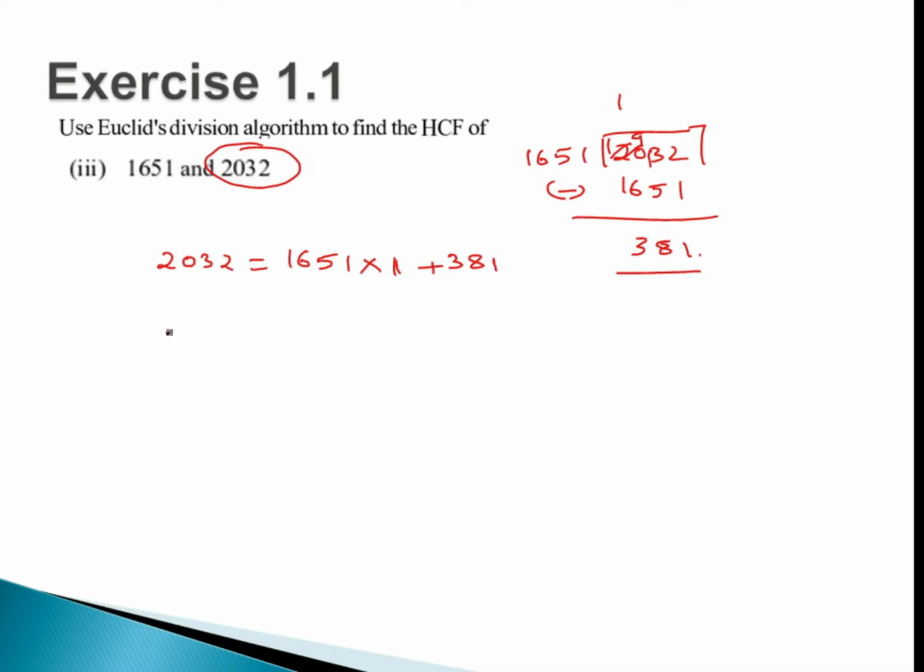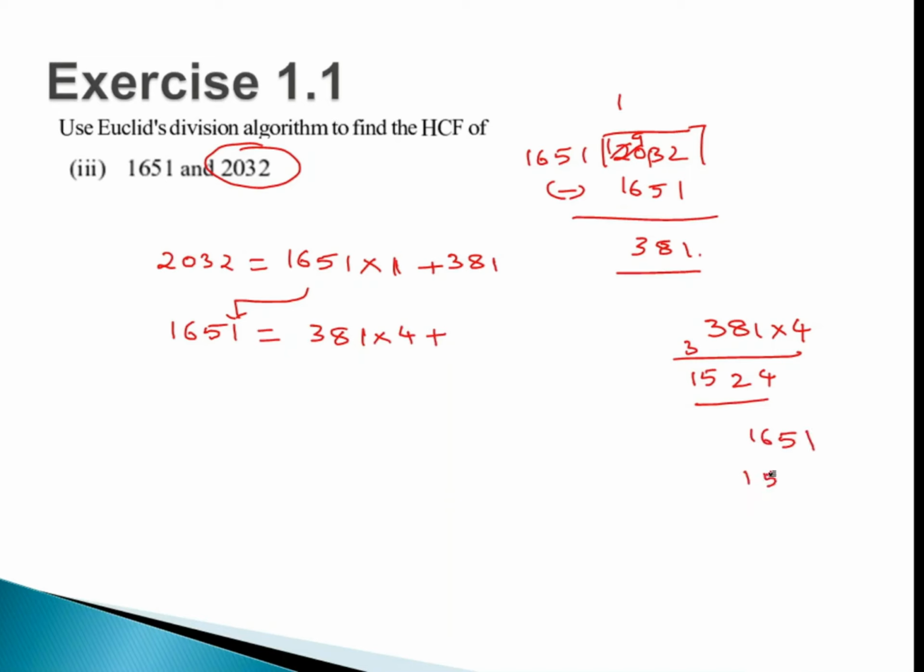Now I need to take the next number, the repeating number over here, and divide it using the remainder, 381. When I do 381 into 4, what is your resultant? The resultant is 1524, so here into 4. What would be the remainder? I need to subtract this number, and the result is 127. So this is your remainder.